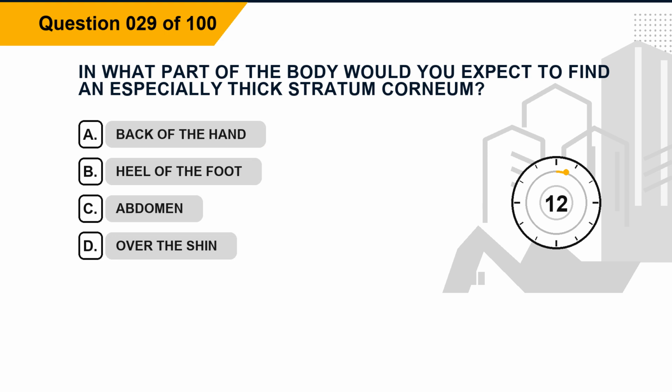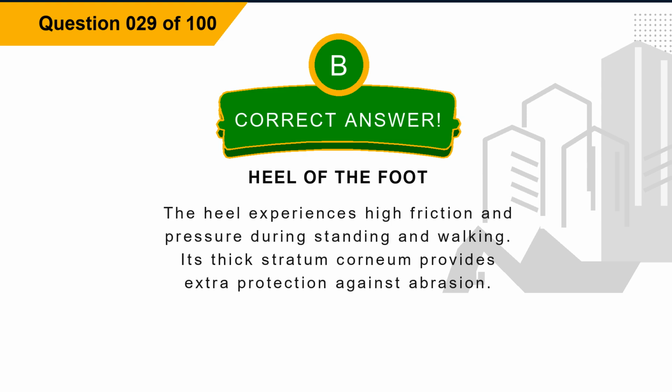Question 29. In what part of the body would you expect to find an especially thick stratum corneum? Option A, back of the hand. Option B, heel of the foot. Option C, abdomen. Option D, over the shin. The correct answer is option B, heel of the foot. Explanation. The heel experiences high friction and pressure during standing and walking. Its thick stratum corneum provides extra protection against abrasion.